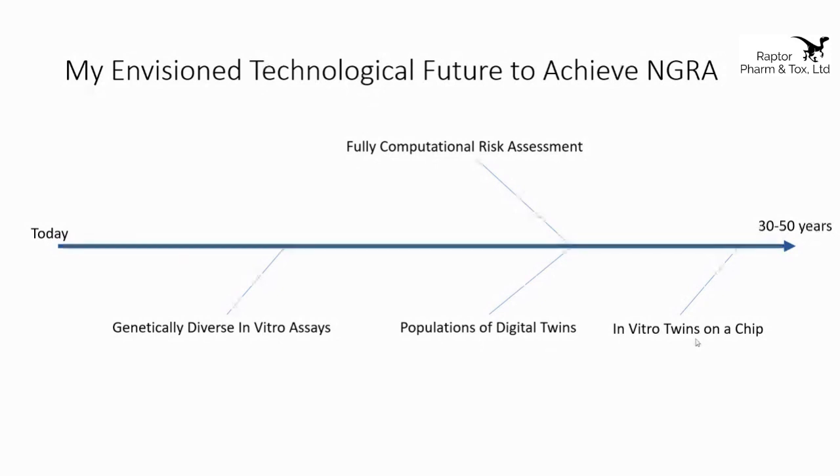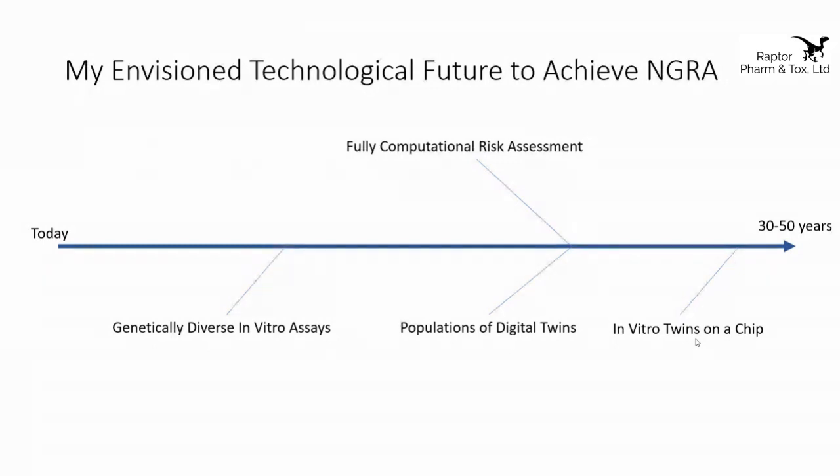Eventually, I'd like to see us getting into populations of digital twins. I think that's something we could get very close to, maybe even sooner than the genetically diverse in vitro assays. Maybe I should swap where those two are on the number line here. Getting to a fully computational risk assessment, I think we're far away from a reliable one. I think we could have fully computational risk assessments today, but they certainly are not reliable, and I would not trust them beyond screening at this point.